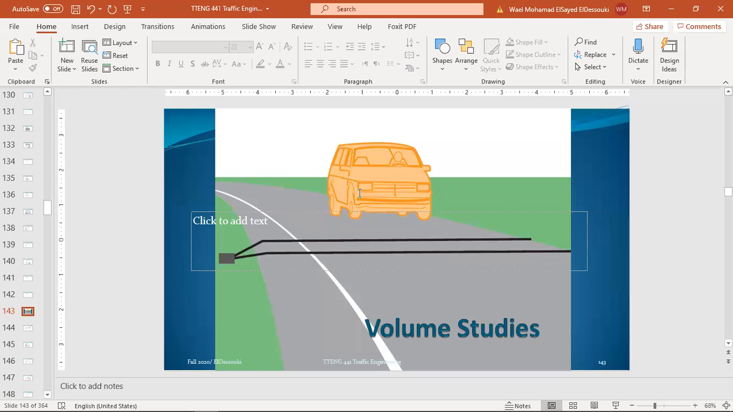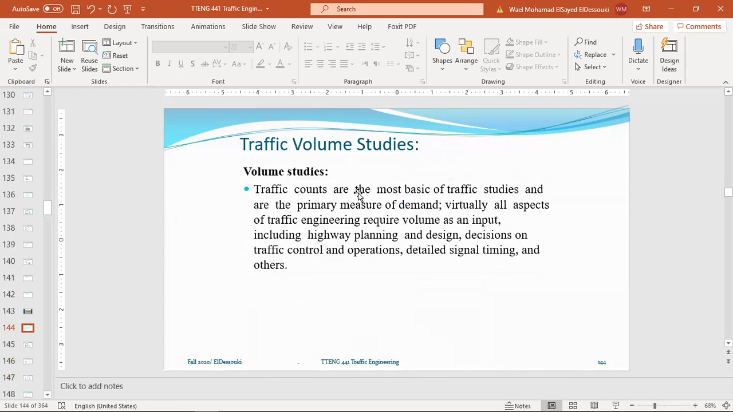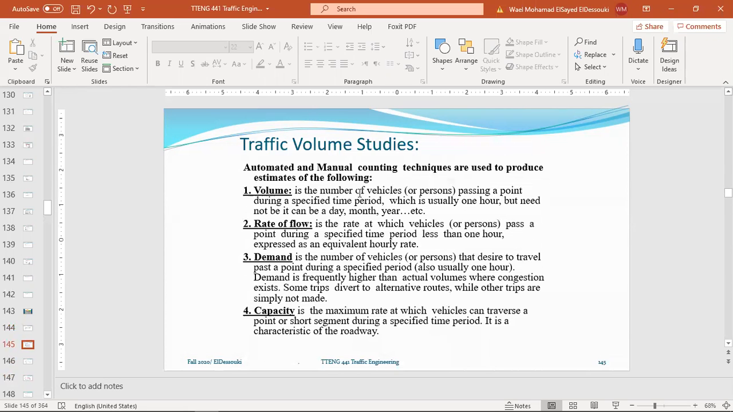Okay, volume studies. We have discussed this in the lab. In the volume studies, we need to be careful in one aspect. We need to first of all know what volume is. Volume is the number of vehicles or persons passing a point during a specified time period, which is usually 1 hour, but need not be, it can be 1 day or month or year.